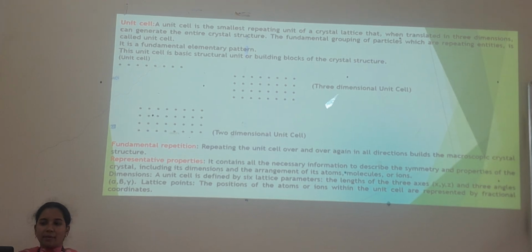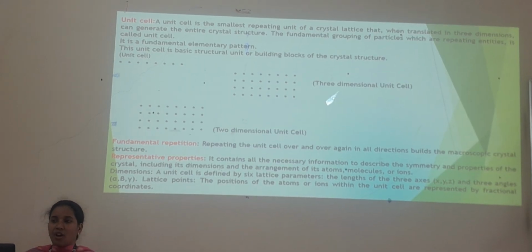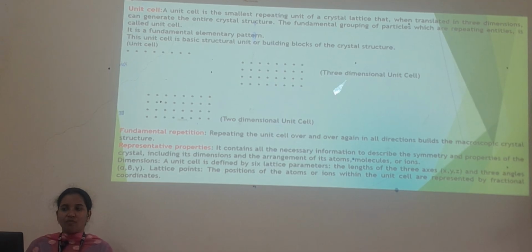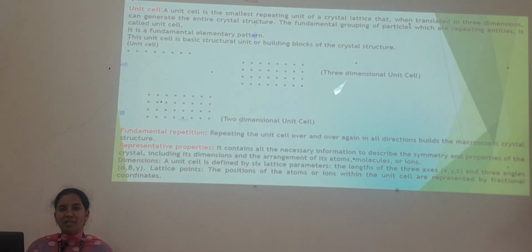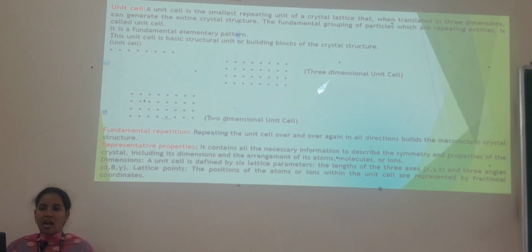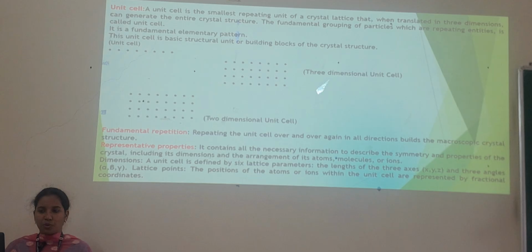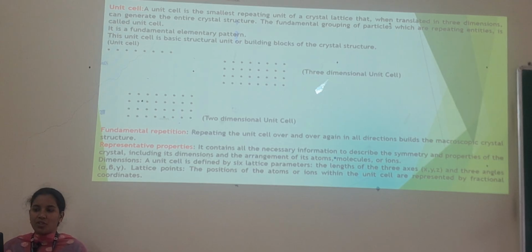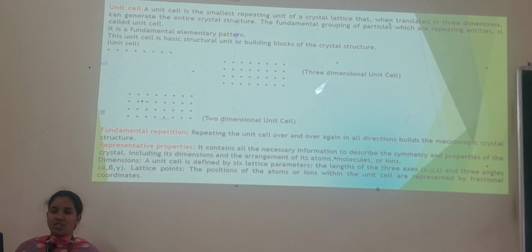The smallest repeating unit of a crystal lattice, the smallest building block which repeats regularly, is nothing but a unit cell. When translated in three dimensions, it can generate the entire crystal structure. The fundamental grouping of particles which are repeating entities is nothing but the unit cell. As you can see, there are one-dimensional, two-dimensional and three-dimensional unit cells. Repeating the unit cell over and over again in all directions builds the macroscopic crystal structure.